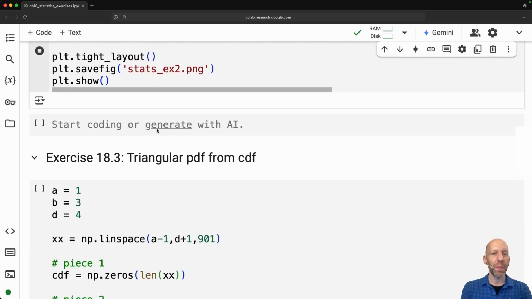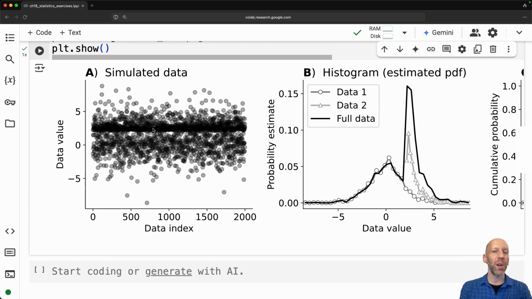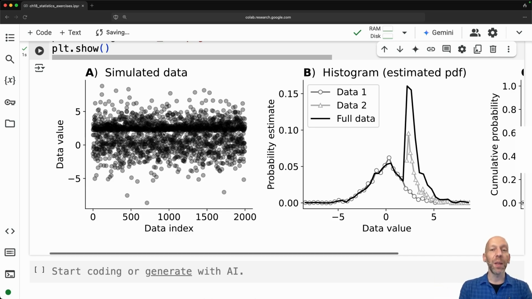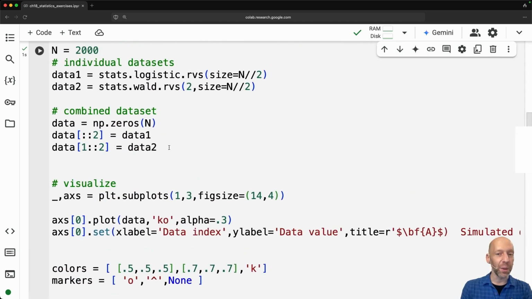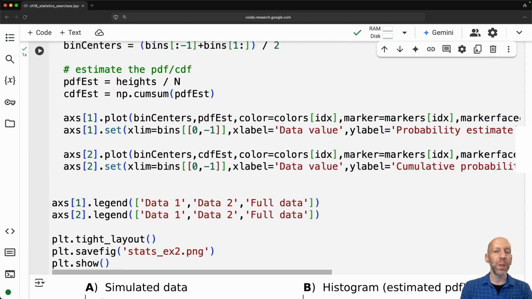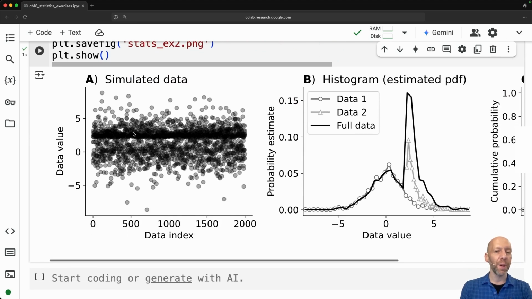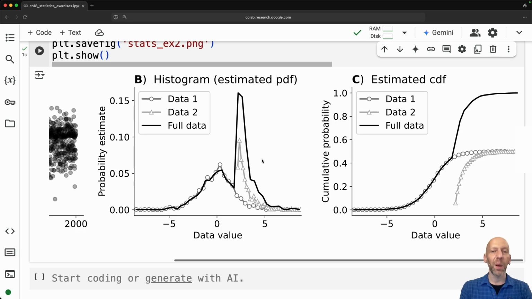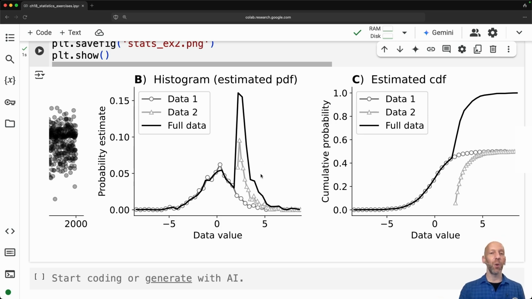Now, what do we see and what do we make of this result? First of all, the data look like they're all mixed together. That is just a choice I made for visualization. If you did not run this line of code, then you would see that the data from index 0 to 999 have one characteristic, and the second half of the data look qualitatively different. That doesn't change the PDF or the CDF, though, because the ordinal position of the data point has nothing to do with the distributional characteristics.